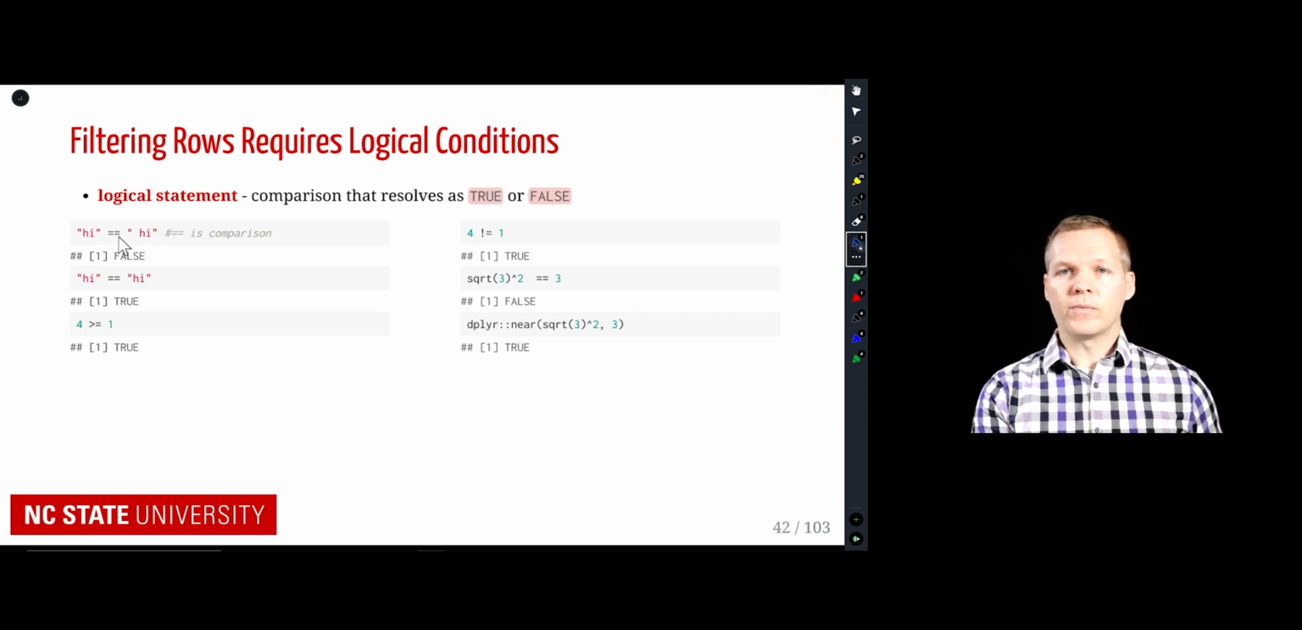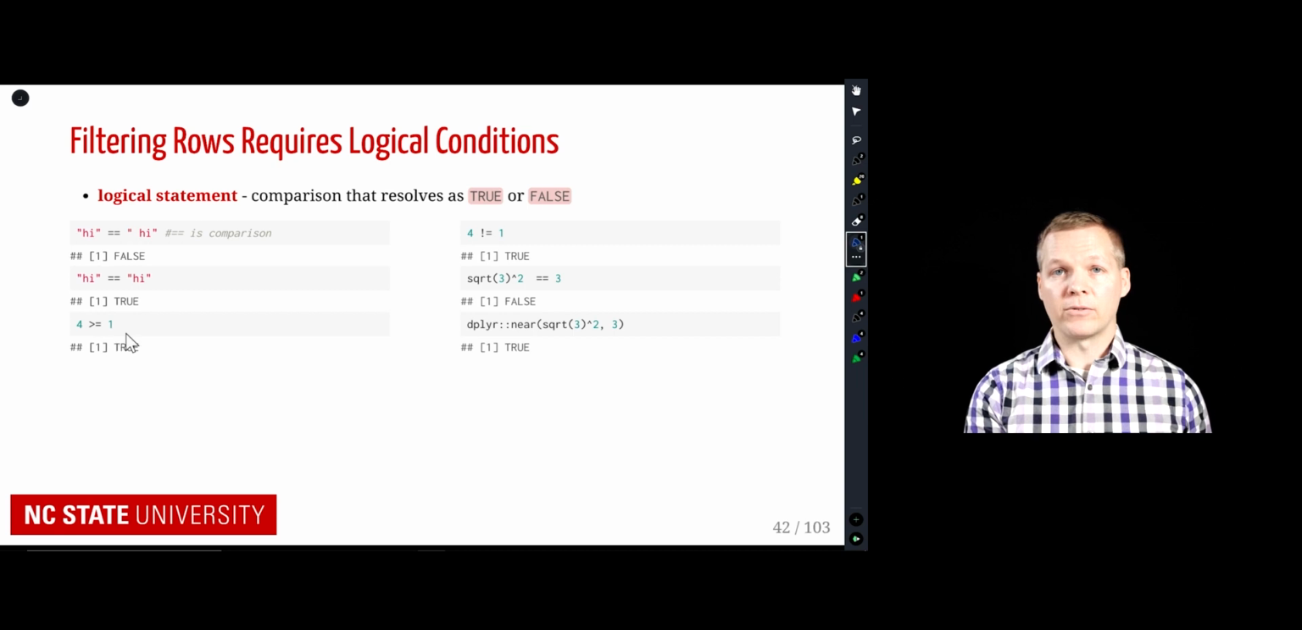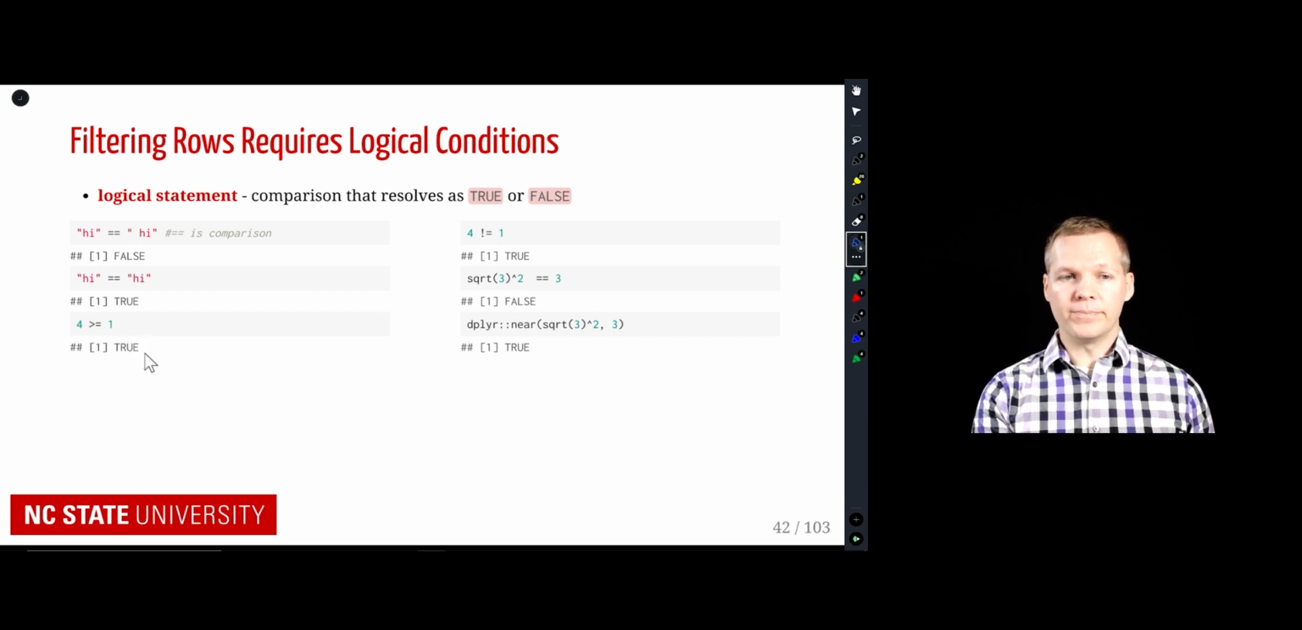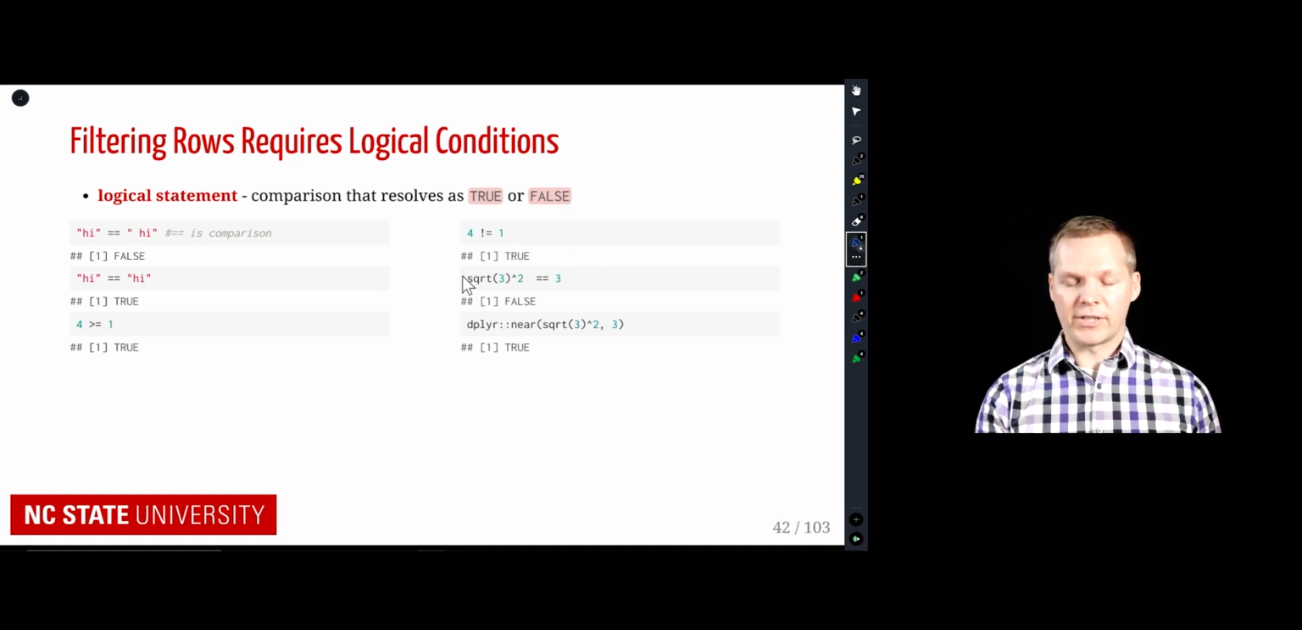And so an equal equal will do a comparison of two things. So is this object on the left the same as this object on the right? And you can see here that these two character strings are not the same, right? There's an extra space over here, so this returns false. But if I compare the two exact same character strings, it does say that those things are true. There's the standard mathematical comparisons as well, greater than or equal to. An exclamation point will give you a not equal to in R. So is 4 not equal to 1? True.